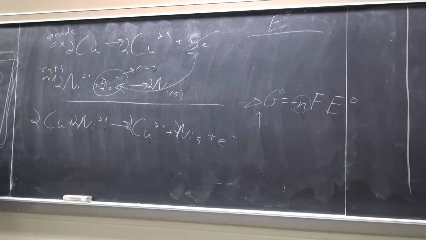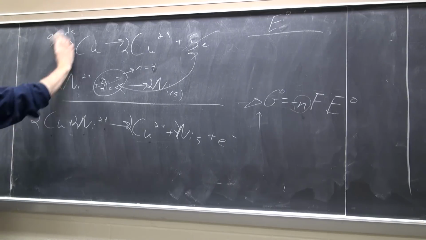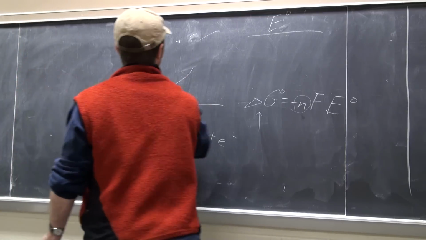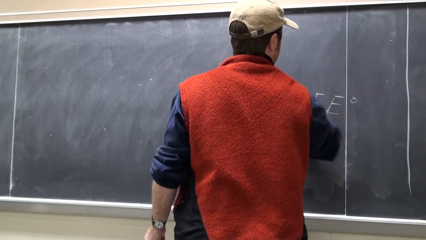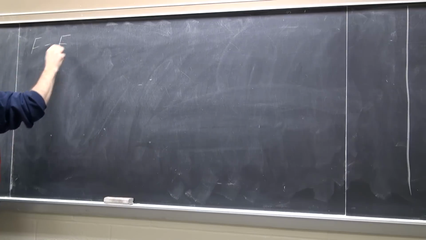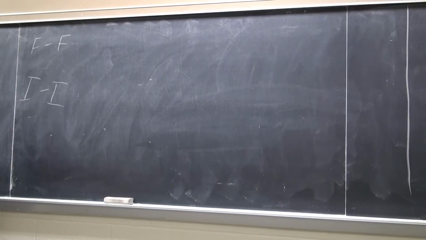If we were just given a drawing of two molecules, how would we be able to tell which one has a higher refractive index? That's a good question. Okay, so let's go back to fluorine and iodine. Which one has a higher refractive index? The iodine. Why? That's greater.